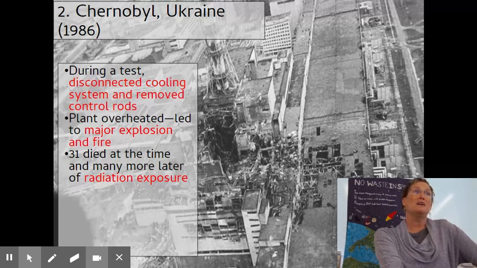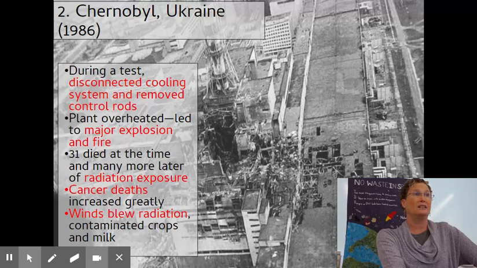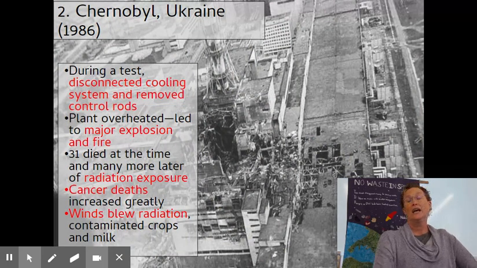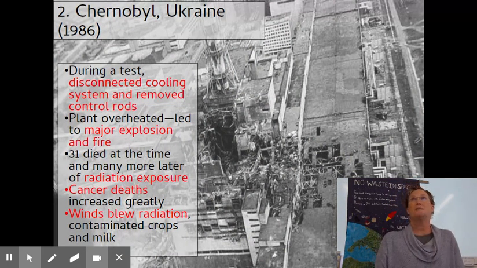31 died at the time, and many had radiation exposure. The cancer deaths greatly increased. The wind blew and contaminated crops and milk. And this is something where I have a story. I actually had a student whose name is Michaela, who was born without a leg because her mother was exposed to the radiation from Chernobyl.